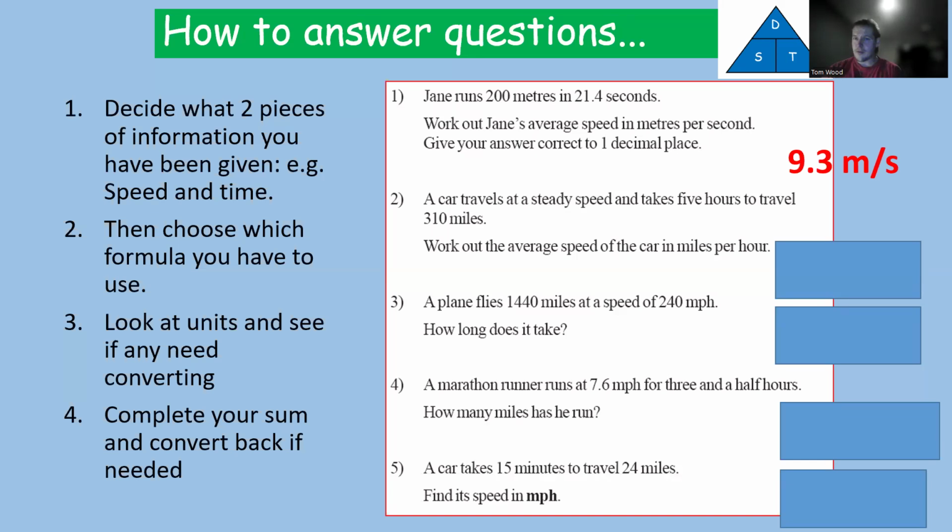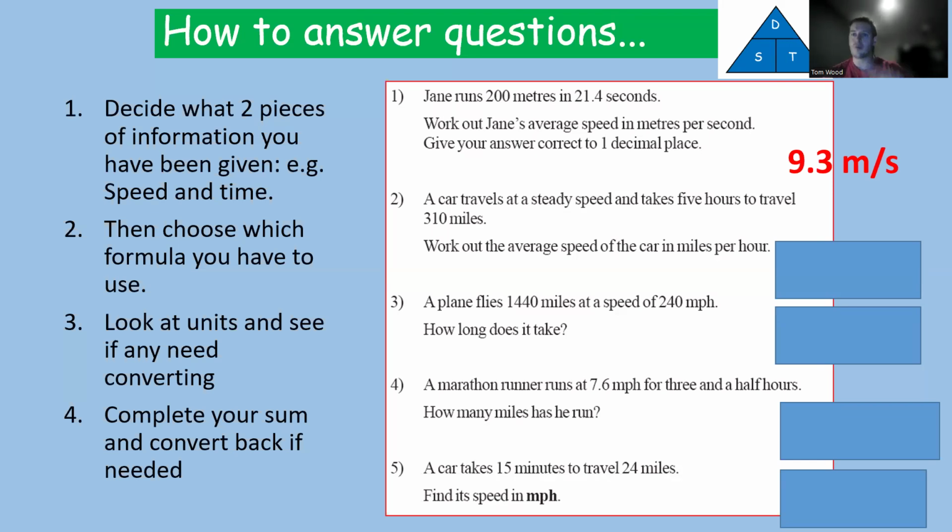Okay, so we've had a little bit of time to have a look at some of these problems. So let's have a little bit of a think and see how we deal with these. So for question 2, then, we have a car travels at a steady speed. So again, that just means we're not calculating acceleration or deceleration or anything like this. So travels at a steady speed and takes 5 hours to travel 310 miles. What is the average speed?